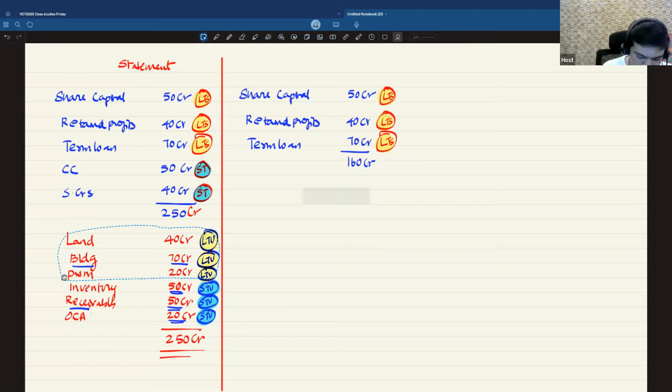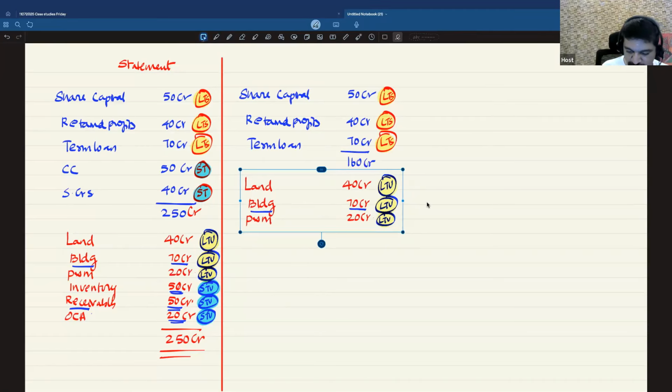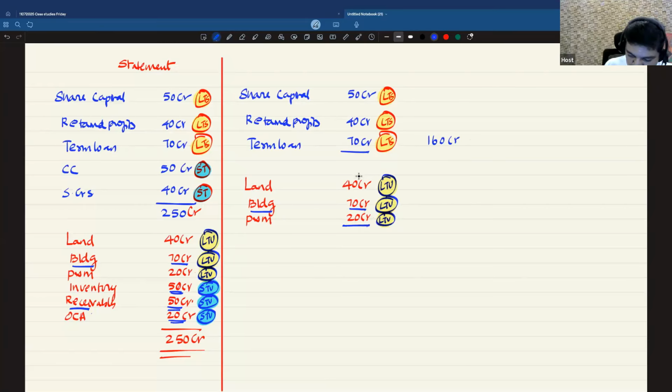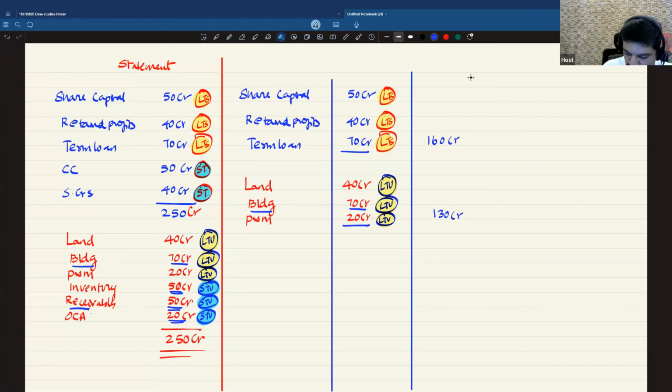Let me copy this and place that here. So these are all the long-term uses. And if you see the long-term use total, okay, I'll do one thing. I'll put this total over here. The total is 160 crore. And I'll put this total over here: 40 plus 70 is 110 and 20, so it is 130 crore. So the long-term sources total is 160 crore and long-term users total is 130 crore.